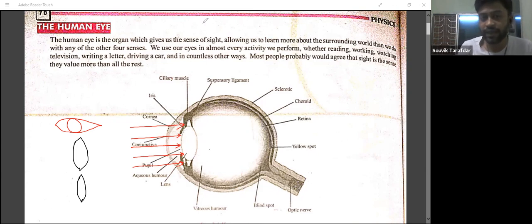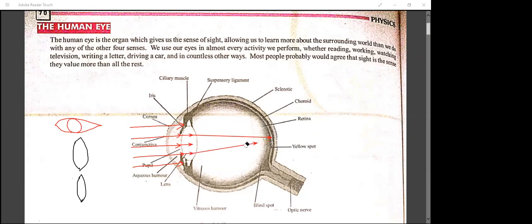Understood? And when it passes through the lens, after that it will converge. Where will it converge? Sir, at the retina, it will converge. Yes. On the retina it will converge like this.